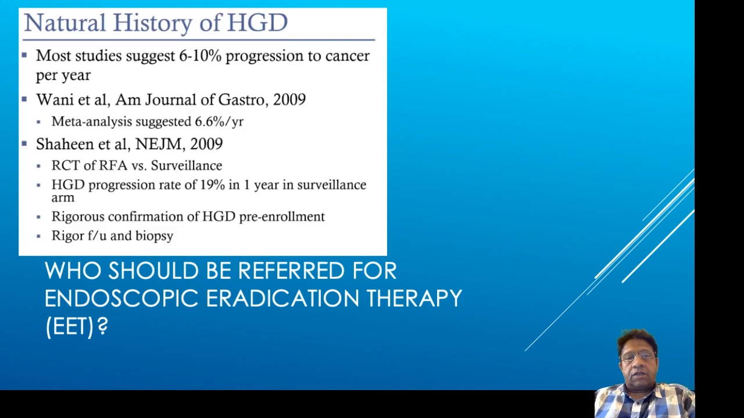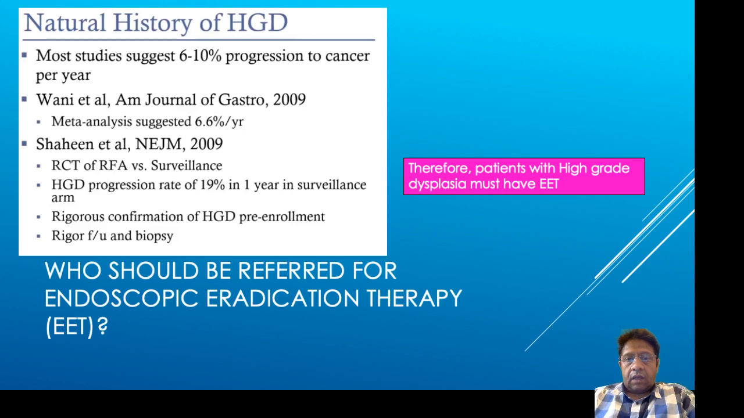What is the natural history of high-grade dysplasia? Most studies suggest 6 to 10% progression to cancer within a year. And who should be referred for endoscopic eradication therapy, EET? So basically, all patients with high-grade dysplasia must have endoscopic eradication therapy.